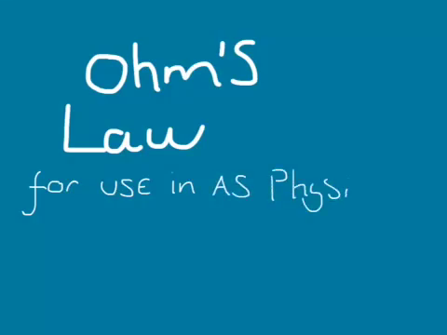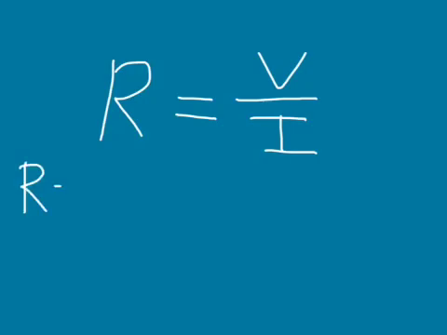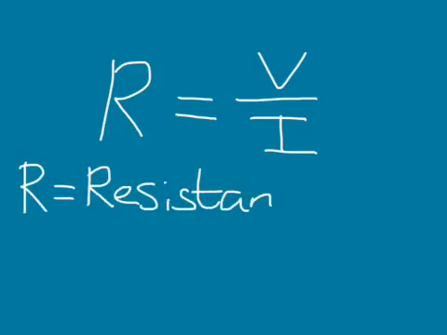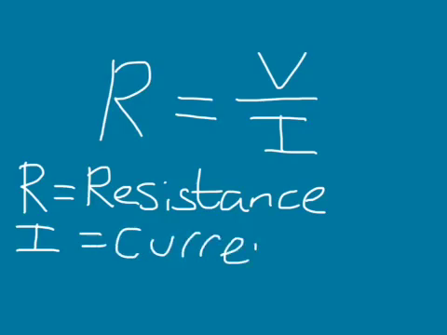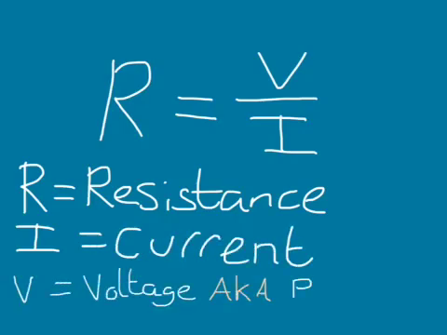Welcome to Ohm's Law for use in AS physics. So we need to define what Ohm's Law is. Ohm's Law is defined as R is equal to V over I, and we need to know what each of those are. R is the resistance, I is current, V is voltage, also known as potential difference.